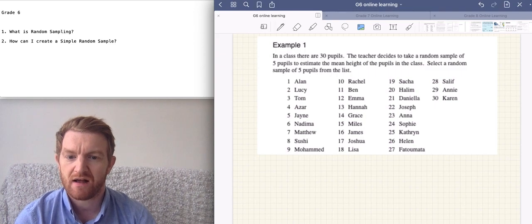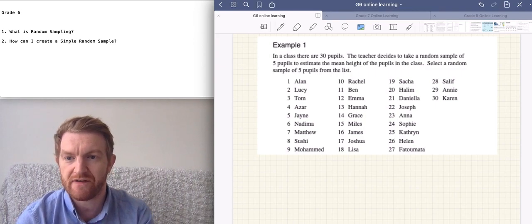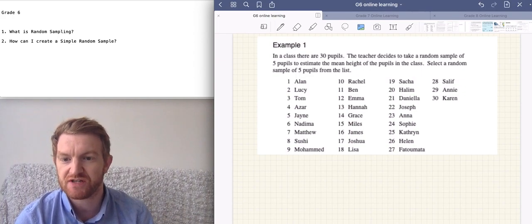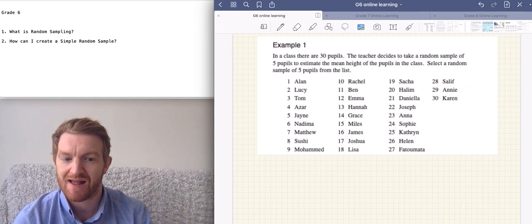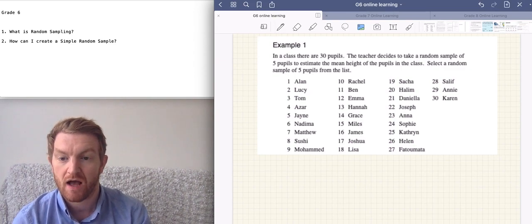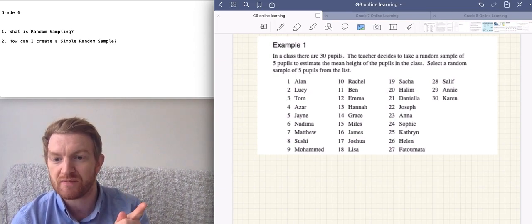To make our lives easier, so that we can do things truly randomly, we give everybody a number, and then we use technology. Most of the time we use a spreadsheet, sometimes you can use your calculator, to generate random numbers. I'm going to give you a very quick instruction of how to do that. I'm going to show you on Excel, but the formulas are the same for Google Sheets.